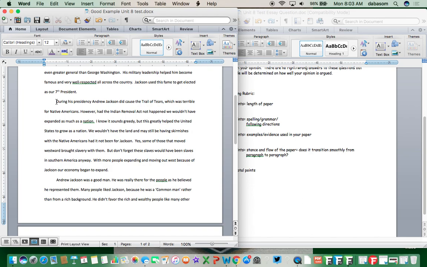During his presidency, Andrew Jackson did cause the Trail of Tears, which was terrible for Native Americans. This is a fact, okay? This is an opinion. Now, if this person were to say that the Trail of Tears itself was terrible, there are people that could argue that, and there are people that could make counter-arguments. This is a statement that is accurate because, obviously, for Native Americans, this was awful.